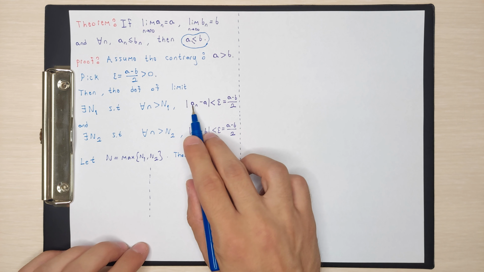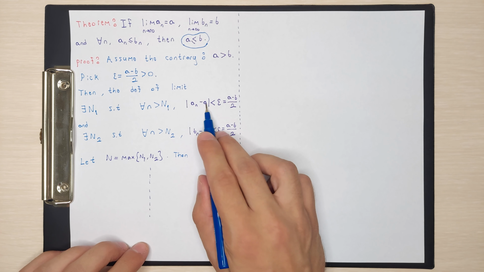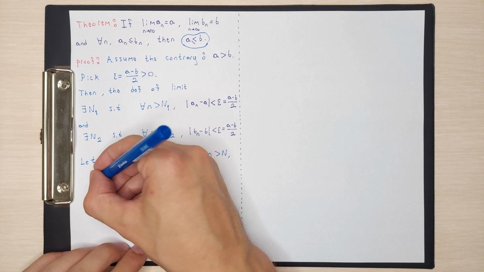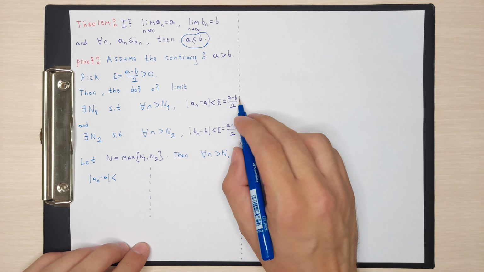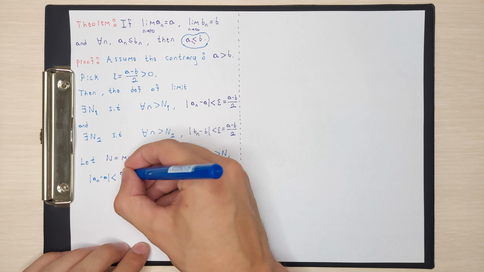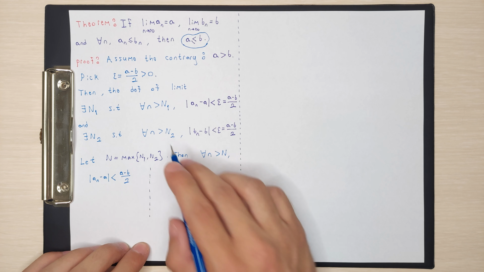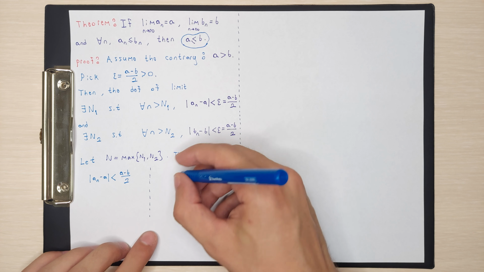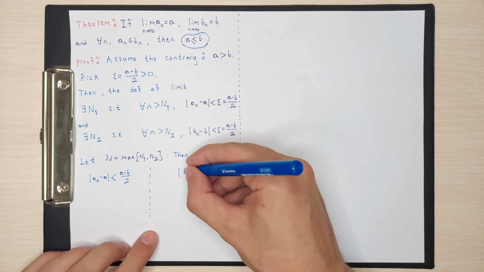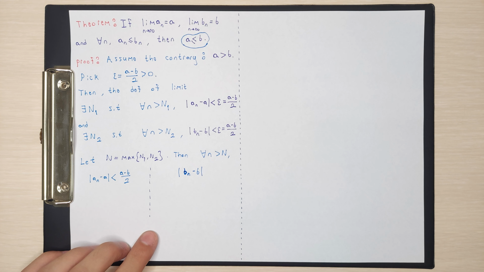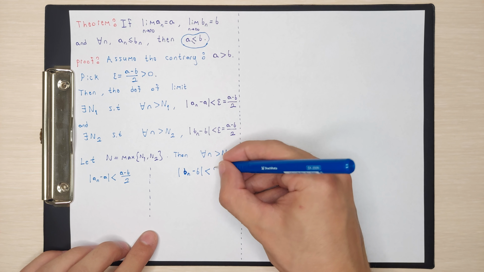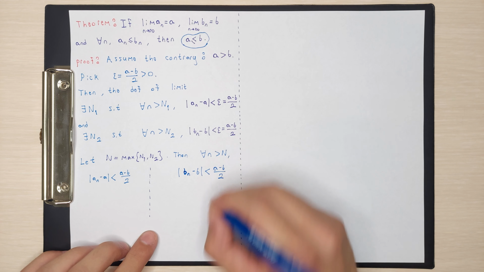So let's write these inequalities. The first inequality says that the absolute value of an minus a is less than epsilon, and epsilon is a minus b over 2. And I will use the same inequality for bn, of course. The absolute value of bn minus b is less than a minus b over 2.